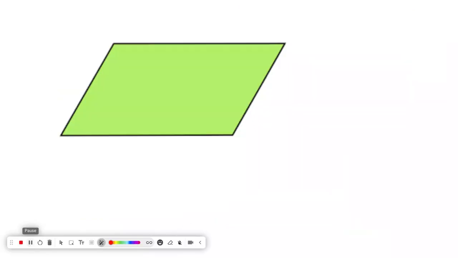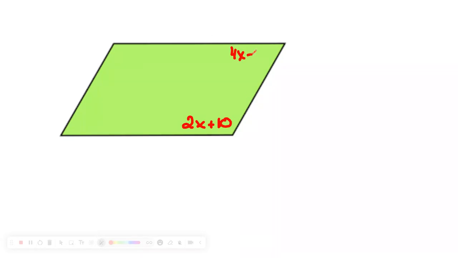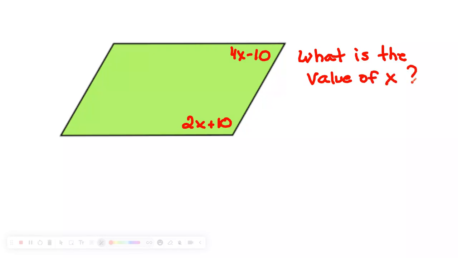All right, so let's say this side over here, let's say they said it was 2x plus 10. And on top, say it's 4x minus 10. And we want to know what the value of x is. What is the value of x?